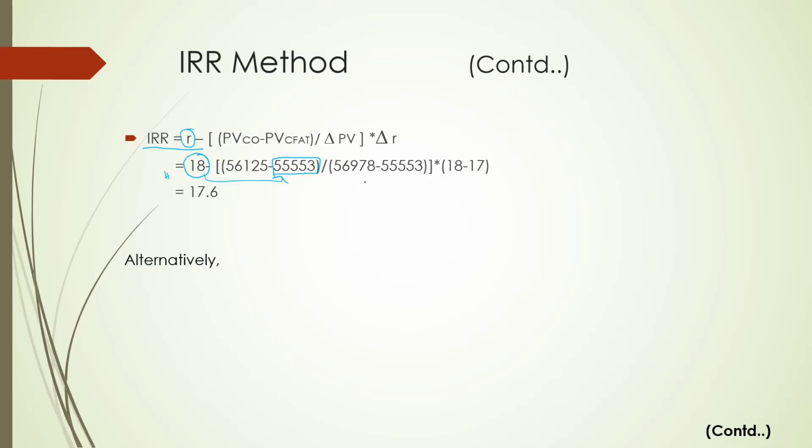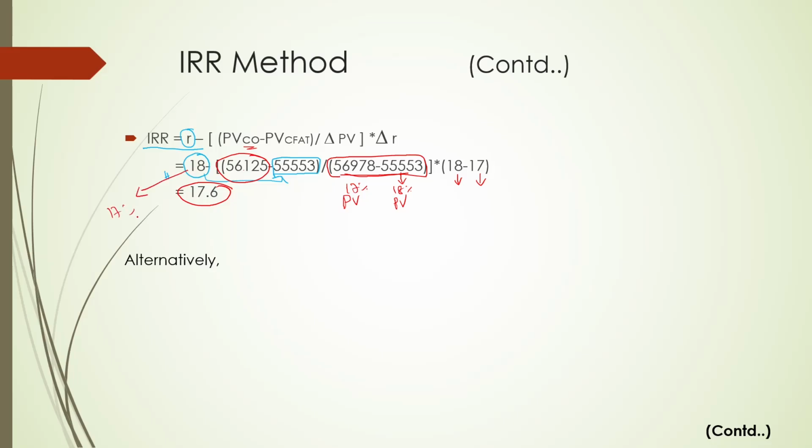Okay, right? So this is what I explained in the previous. So this is at 17% PV and this is 18% PV, right? The difference of this. You know, present value of cash inflow, outflow, that is investment. Now, the degrees you have taken are 18% and 17%, right? Your answer is 17.6.